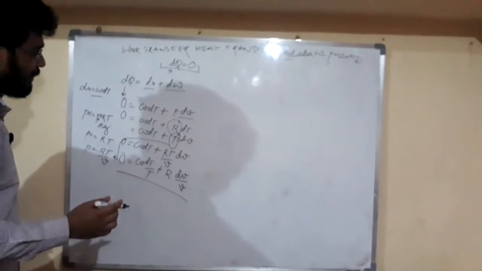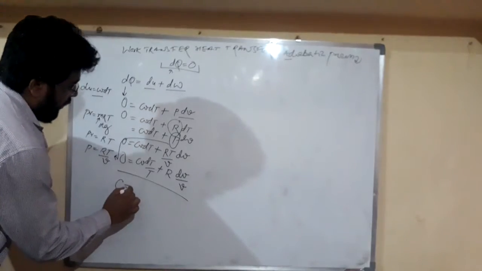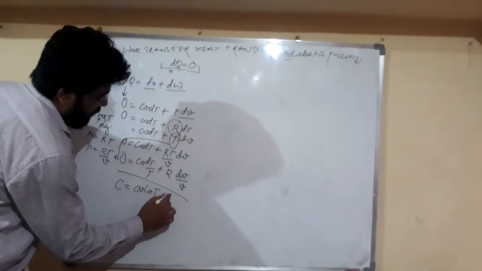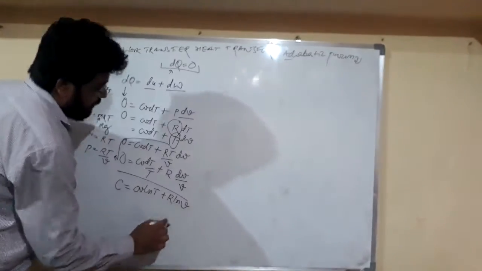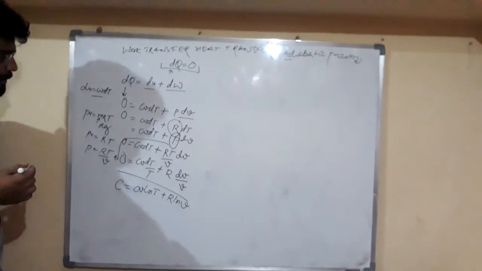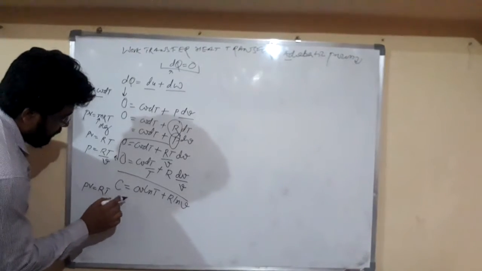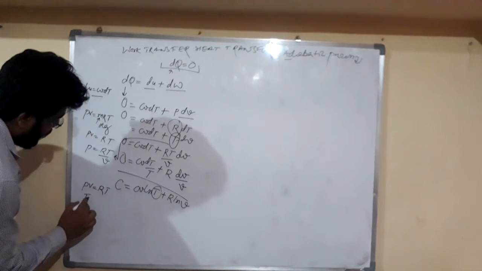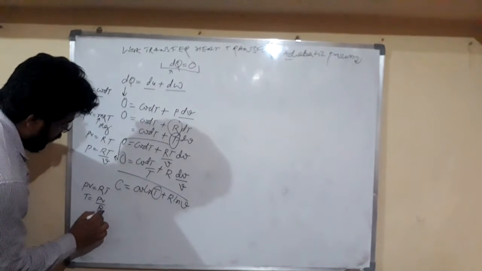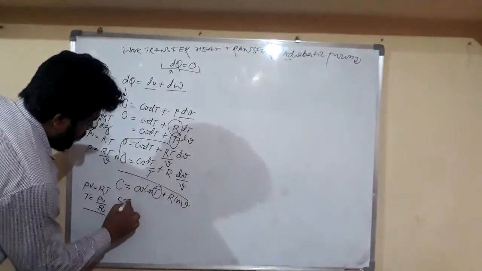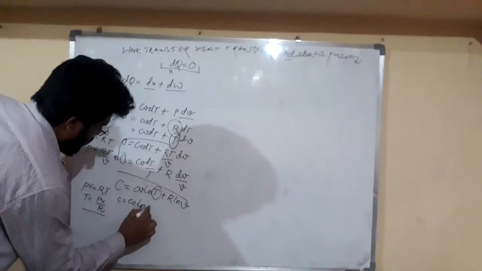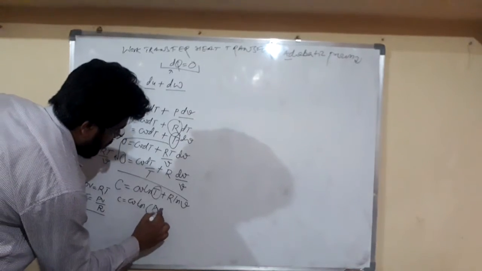Now friends, we will integrate both sides. So friends, if we integrate 0, then it becomes equal to c, and friends, this cv is constant, so it becomes cv ln t plus r ln v. Now friends, we will get this equation. Now friends, again we will apply pv is equal to rt here, and in case of t it is equal to pv upon r. So we will put it. So c equals cv ln of pv upon r plus r ln v.